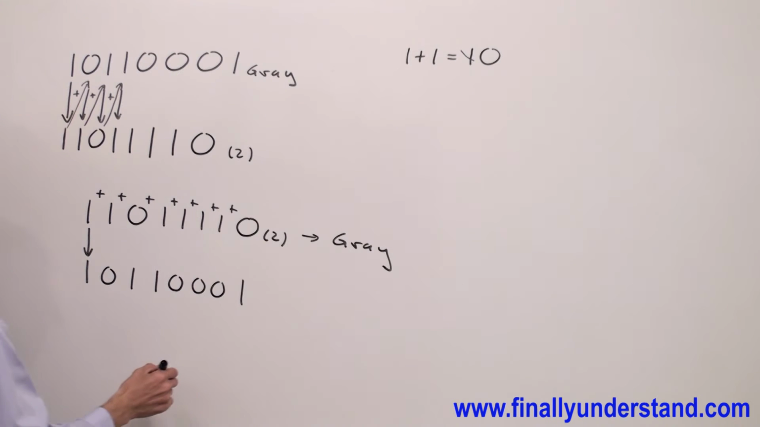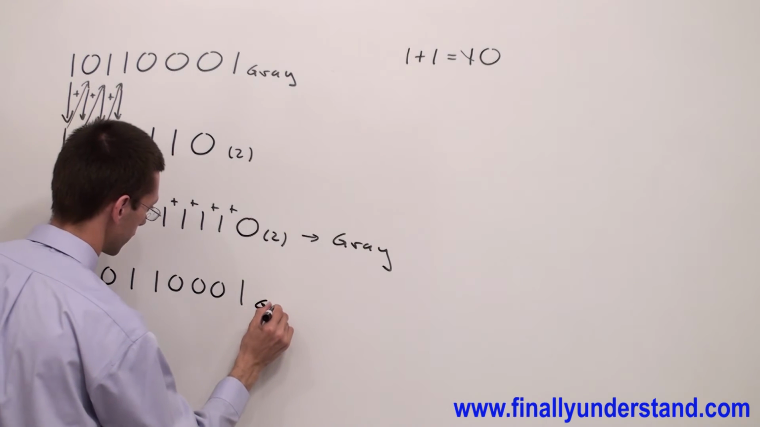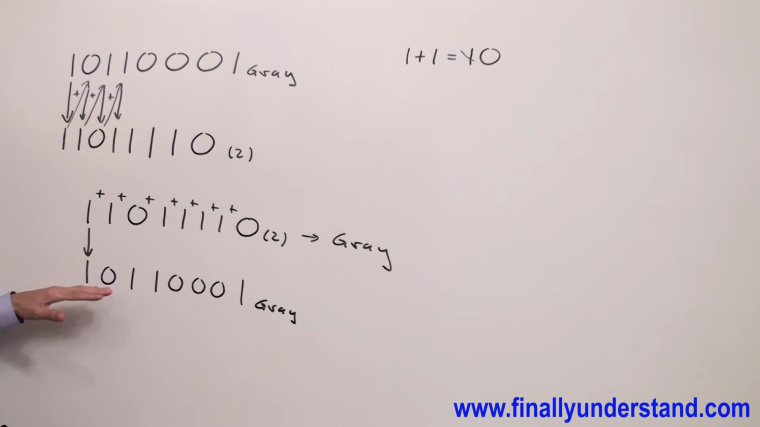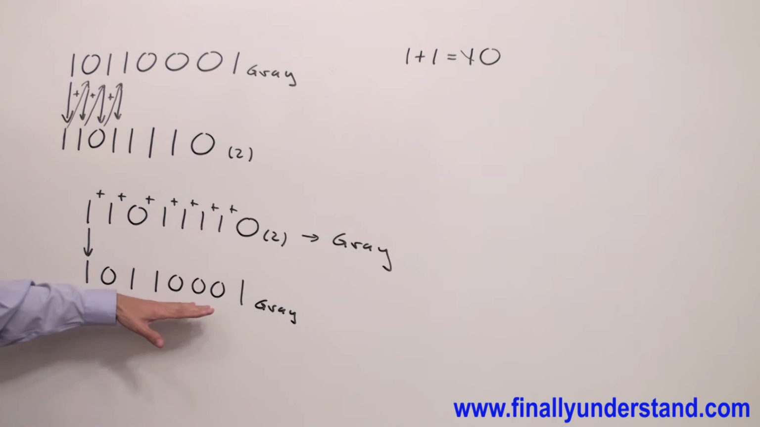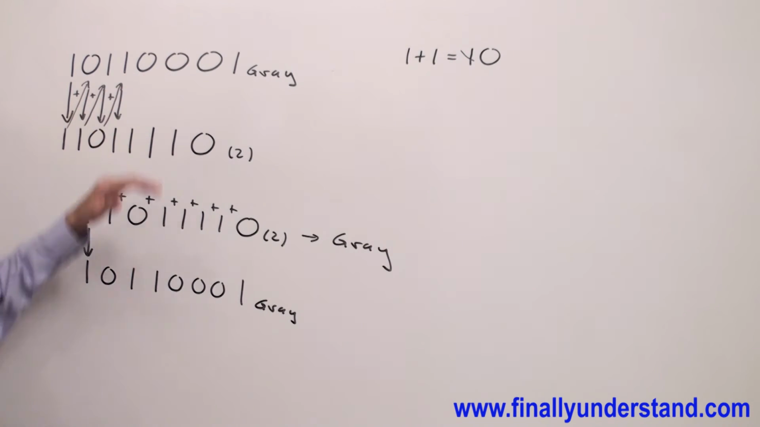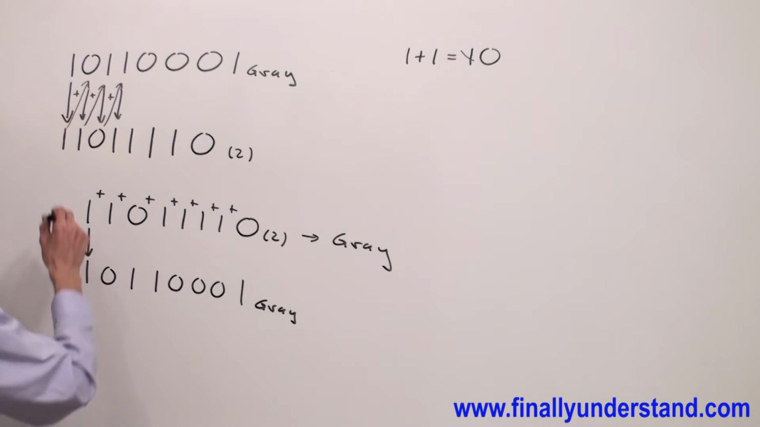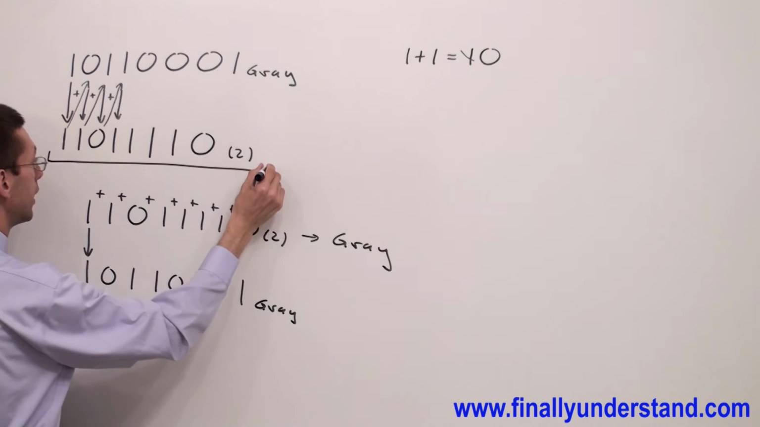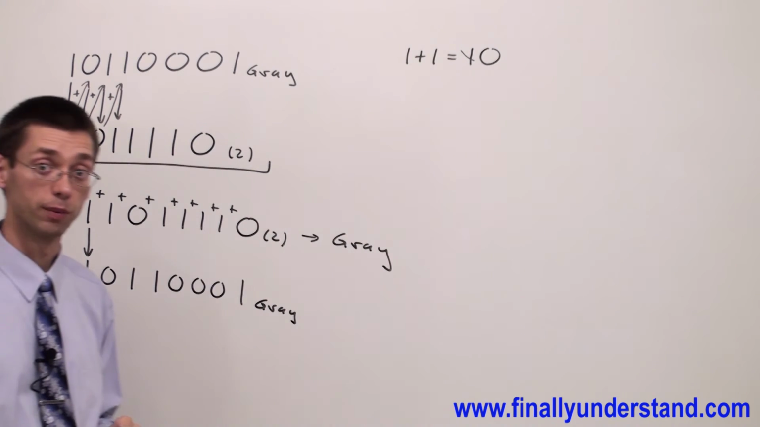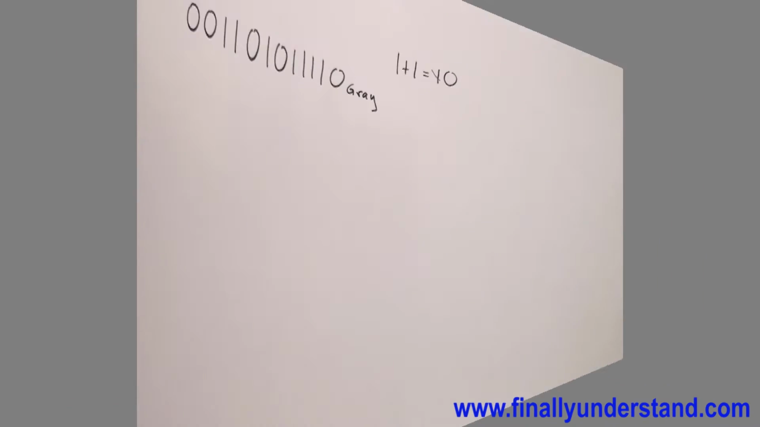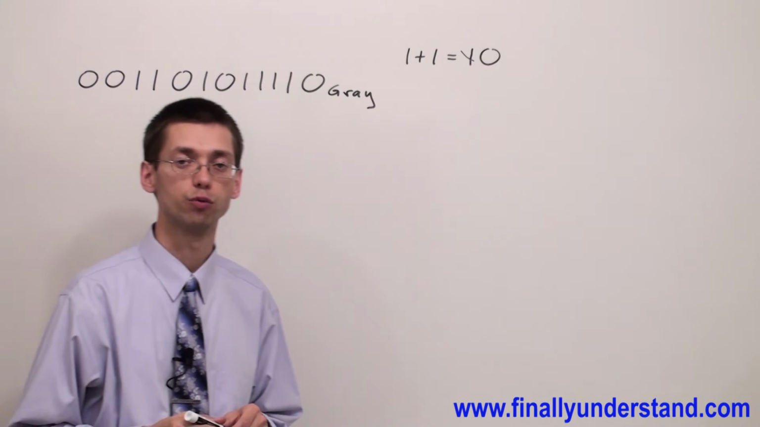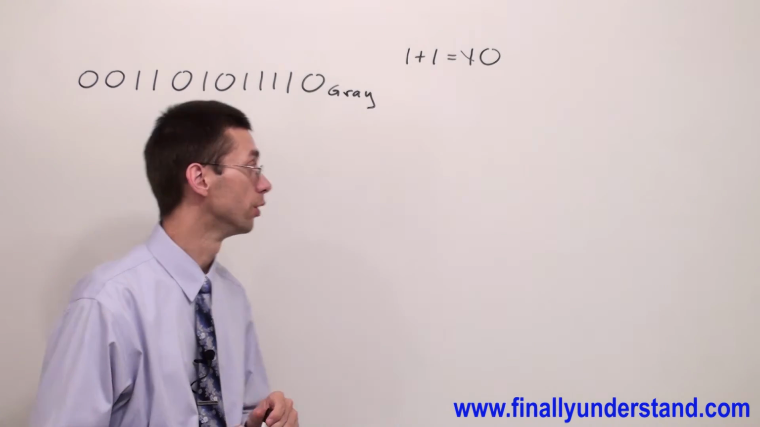Please notice that we got this same code like we had at the beginning. So this is the correct answer for my problem. We have another example on the board. Again, we're supposed to convert the gray code to binary.